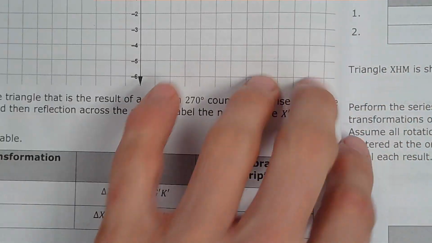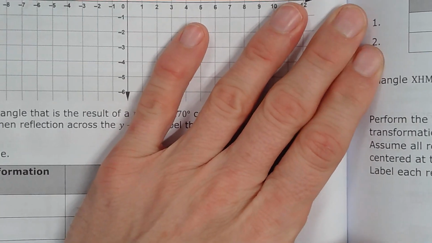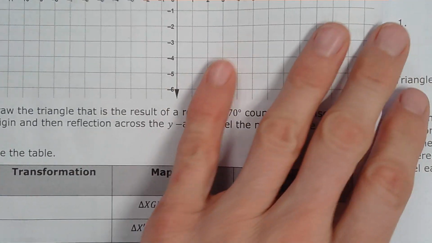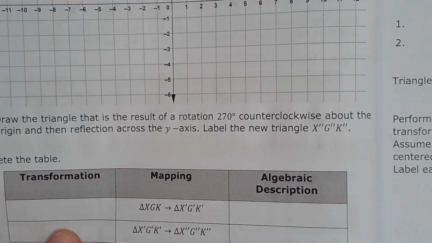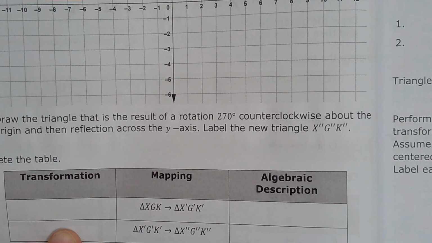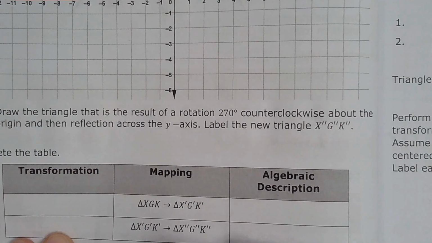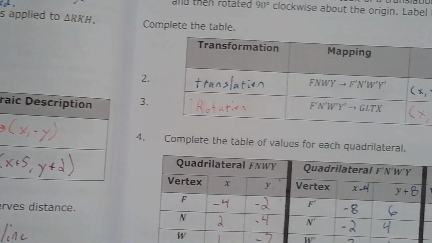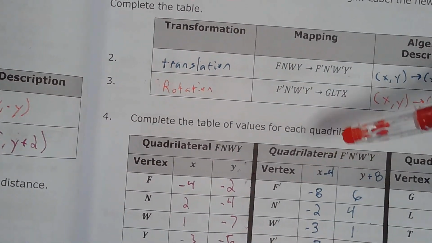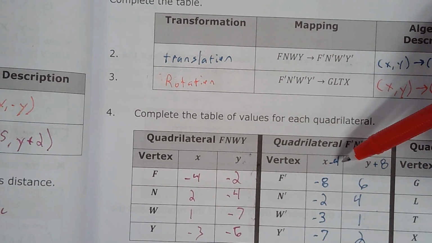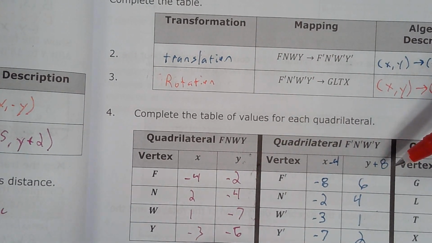Okay? And then number 5 is just saying, explain how the quadrilaterals F, N, W, and F prime, N prime, W prime, and Y prime show the effect of the transformation on the coordinates. Well, the translation subtracts from the X coordinates and adds to the Y coordinates. You can just see that right here. You subtracted from the X coordinates and you add the 8 to the Y coordinates, and that's all that's asking.